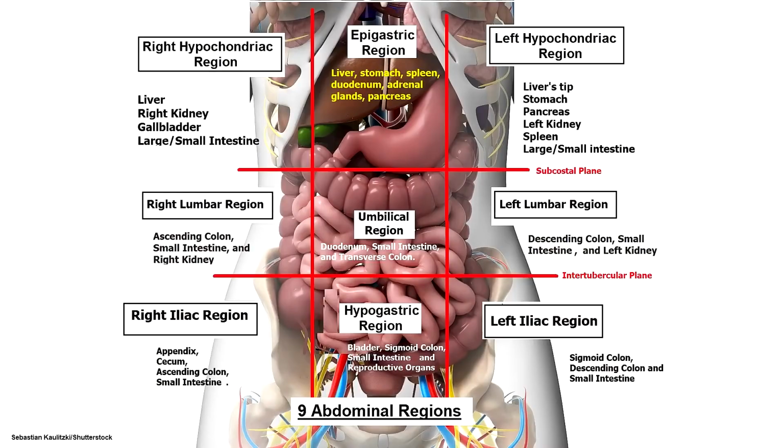Now let's take a look at some of the major organs that you'll find in each of the 9 regions. And in most basic anatomy courses, professors probably don't expect you to memorize a whole list of organs that you'll find in each region, but you do need to have a general understanding of where these major organs are located in the grand scheme of things.